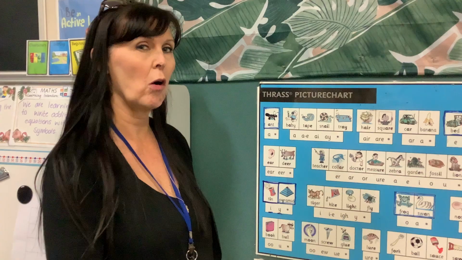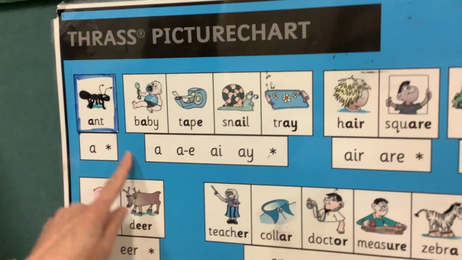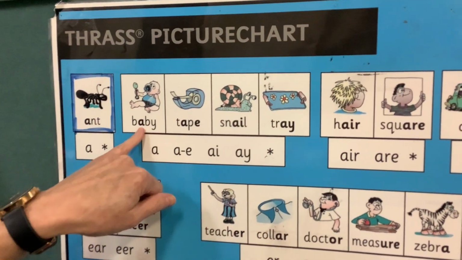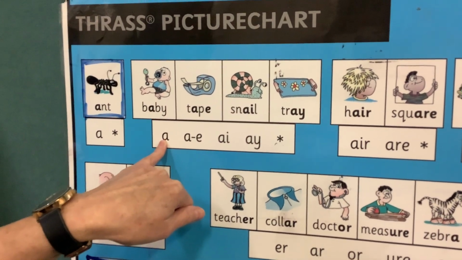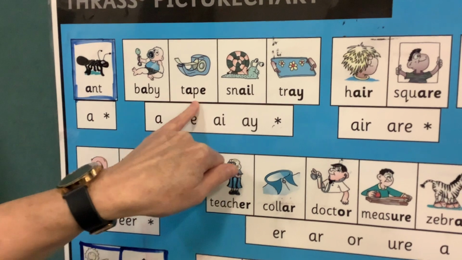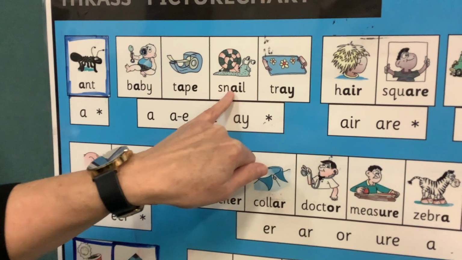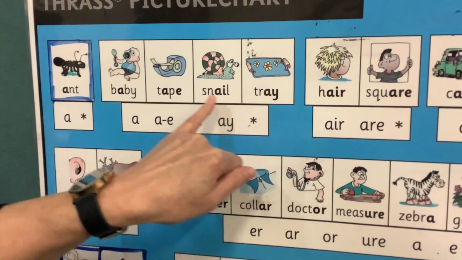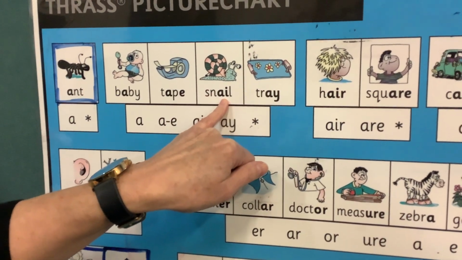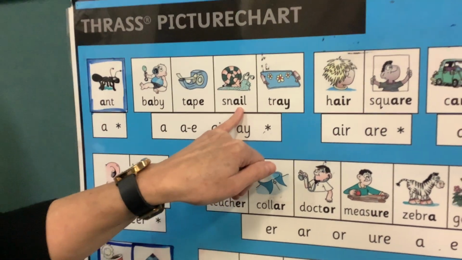Today we're going to be having a look at another way of making a long A sound. So if you come in here, Mrs. Mac, you can see our long A box on our thrash chart. And we've already spoken about the A in baby, which we made with just the letter A. We've also looked at the split digraph, the AE, making the long A in tape, and the AY as in tray. Today we're going to be looking at the AI digraph, A as in snail. So we've got our long A sound made with the AI digraph.